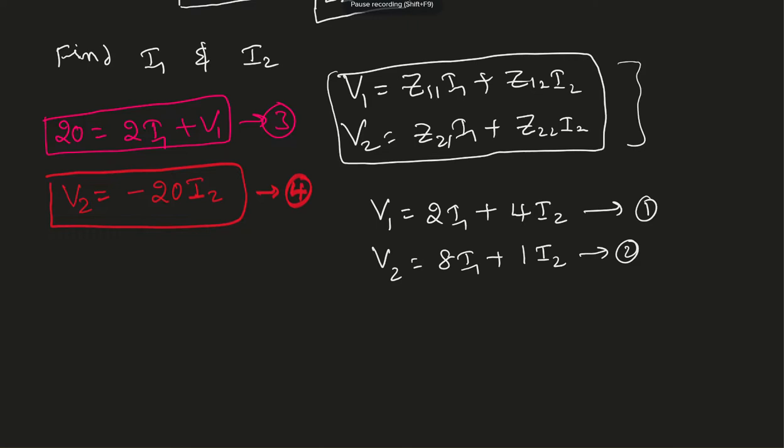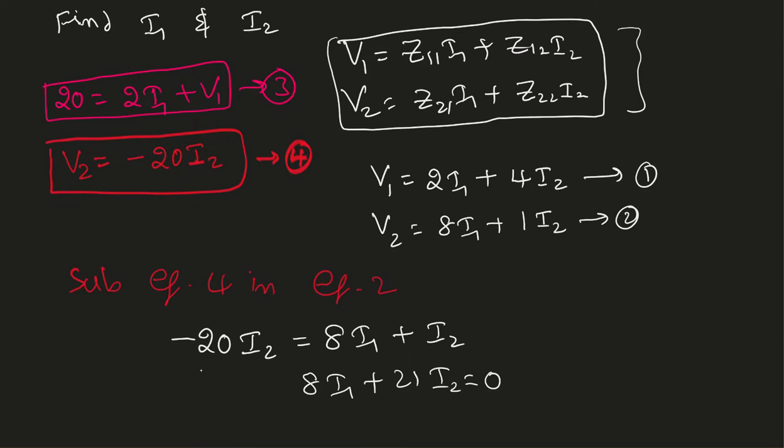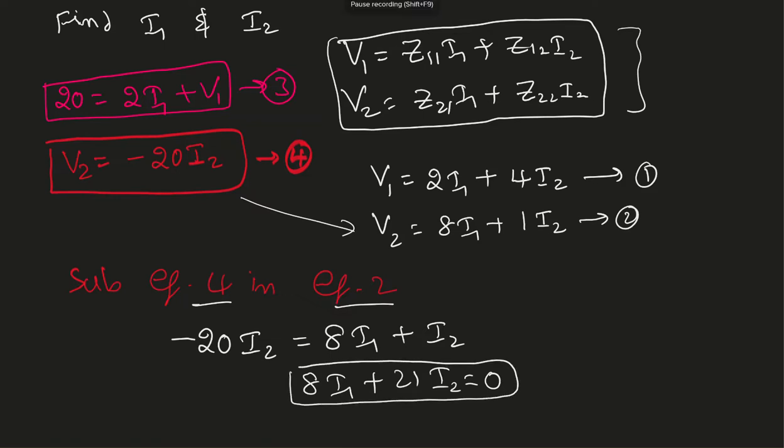You can use the substitution method. Most probably I'm going to use the substitution method here. I'm going to substitute equation 4 in equation 2. So V2 equal to minus 20I2, that's what I substituted there. So minus 20I2 equal to 8I1 plus I2. When I simplify it, 8I1 plus 21I2 equal to 0. This is one equation with 2 unknowns, so I need to get another equation with I1 and I2.